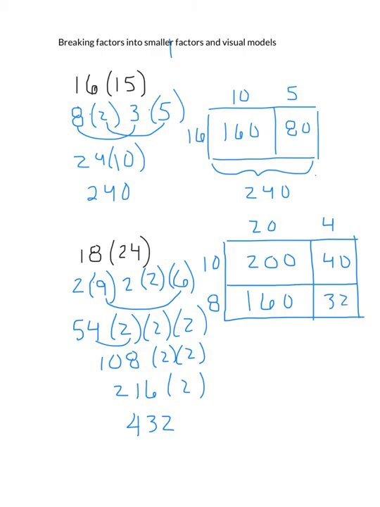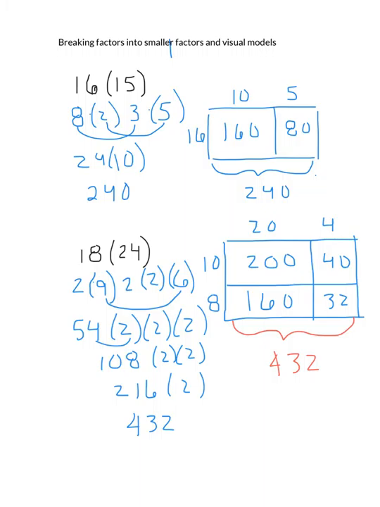So if we add all this up, bring all this together, 200 plus 160 is 360. 360 plus 40 is 400. Oh, wait a second. Isn't that a beautiful thing? We got the same answer, 432. So that's breaking factors into smaller factors in visual models.